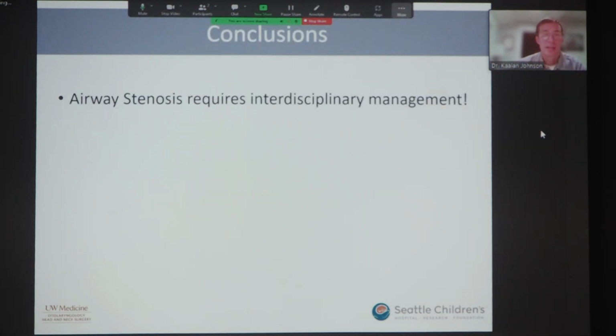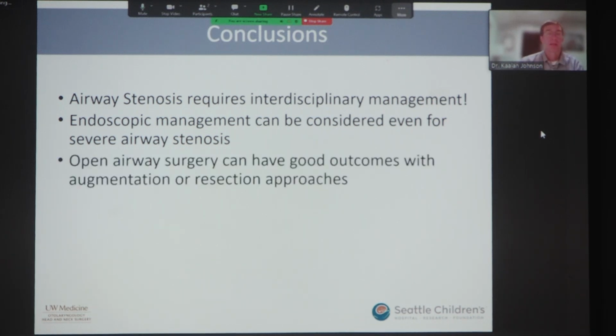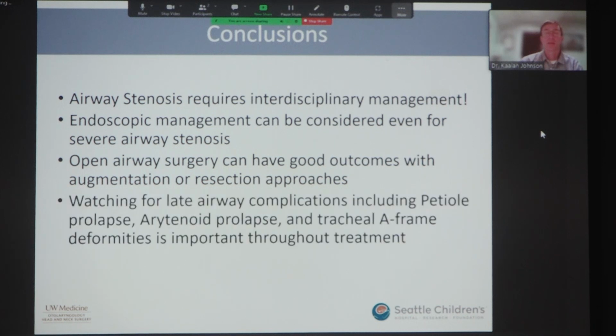In conclusion, I do think airway stenosis is something that does really require interdisciplinary management. And even if it's a complex or multi-level or very severe stenosis, you can always consider whether an endoscopic management approach may be something that, even if it's not definitive, could help you with neoadjuvant management of that airway. Open airway surgery can have some great outcomes, whether you're doing augmentation or resection. And then be aware and counsel your patients that late airway complications can show up after reconstructions, and that can include the big three: petiole prolapse, arytenoid prolapse, tracheal A-frame deformities, and monitoring, at least symptomatically, for those until the patient reaches skeletal maturity or complete growth of their airway is critical.